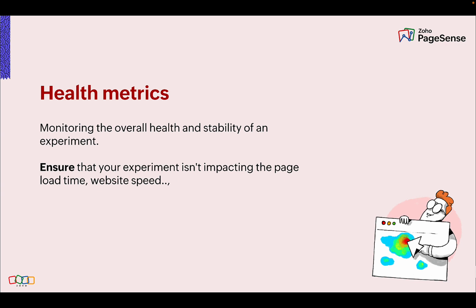Moving on to health metrics. These metrics tell you how the experiment is doing and whether it's causing any side effects. Basically, they monitor the overall health and the stability of your experiment. For instance, you want to make sure that your A/B test isn't slowing down your website's page load time or affecting its speed, because nobody likes a slow website, right? And it can also drive visitors away, which is the opposite of what you want in an A/B test.